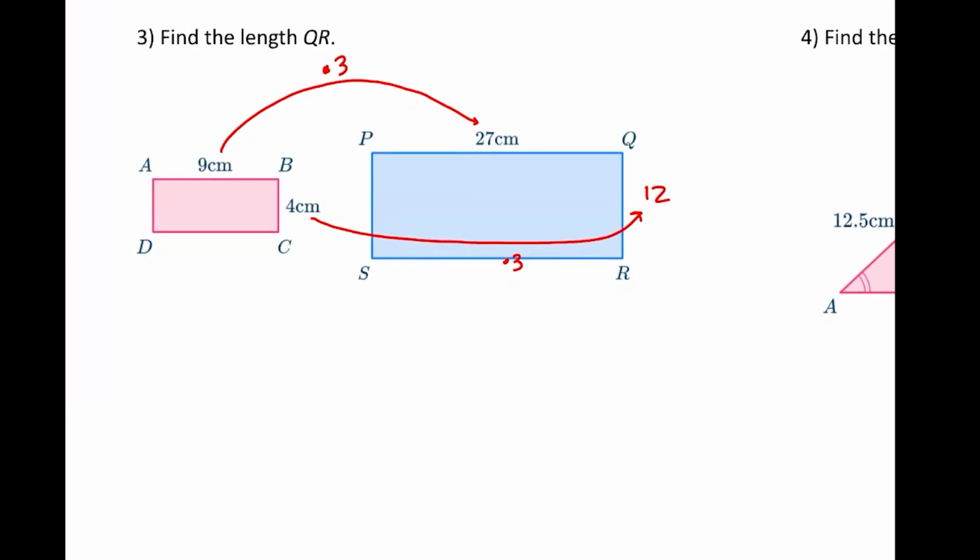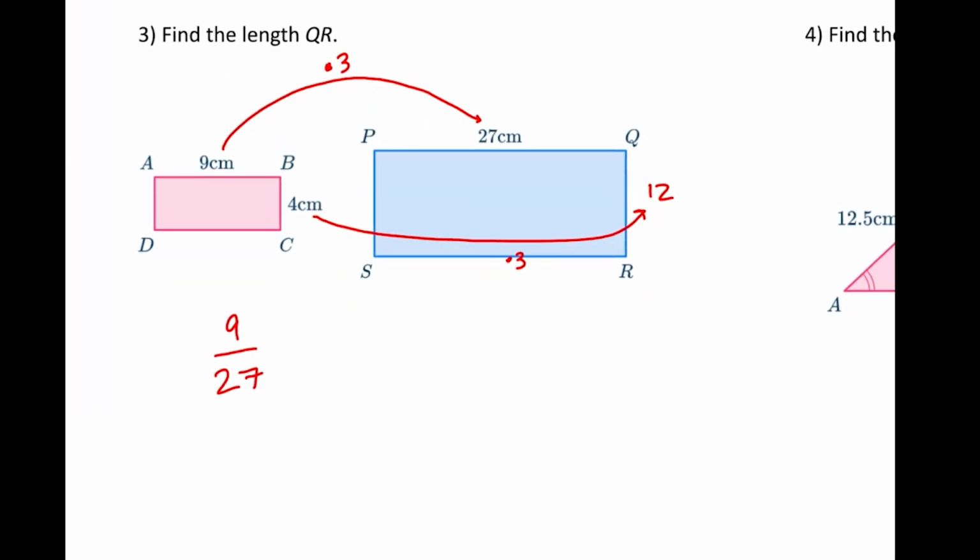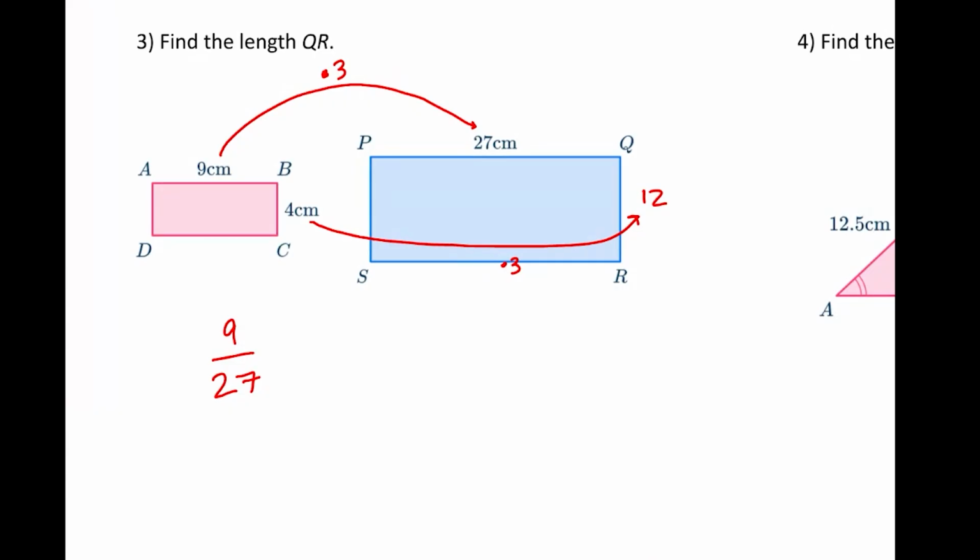So you want to set up 2 equal fractions. One is going to relate the sides that you know, and one's going to relate where we know one of the sides but not the other. So in this case, I would say something like 9 is to 27, that horizontal side, is equal to 4 is to what? And that's that length of QR. That unknown there.